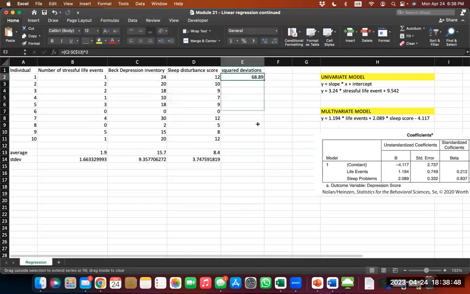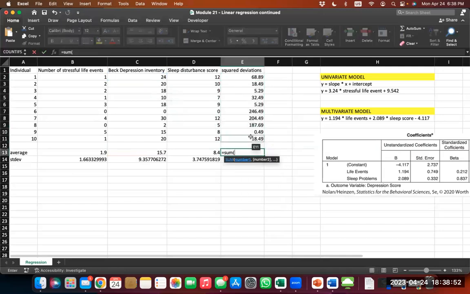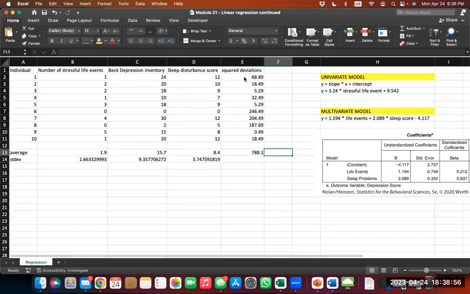We're calculating this for all our 10 subjects. We're calculating a sum, and we're basically done. So that's our total error. The total error is 788.1. Simple, right? What do we need next?